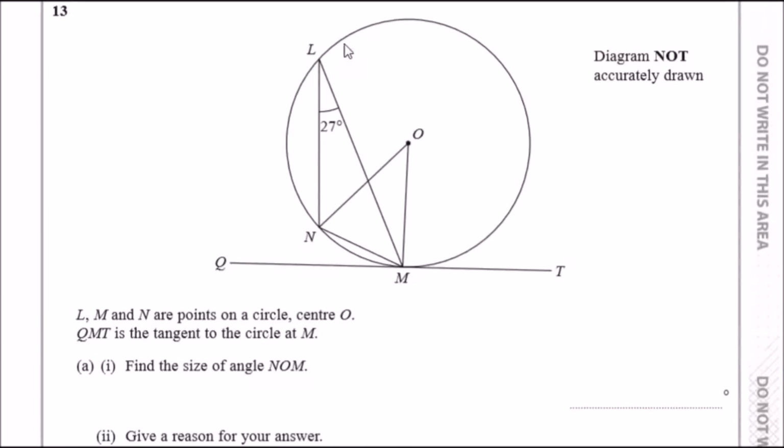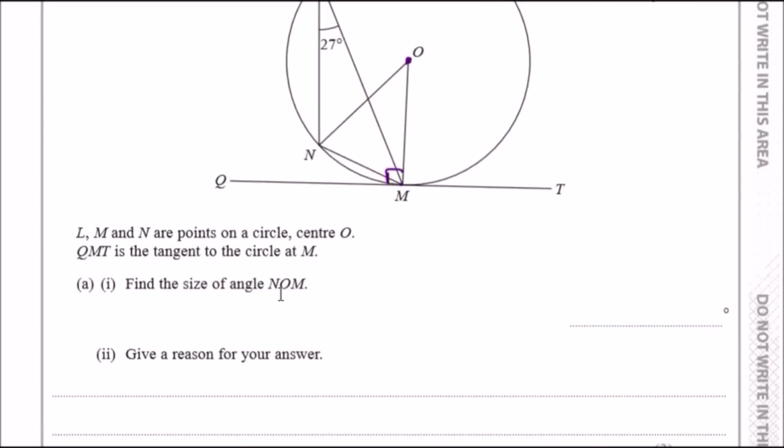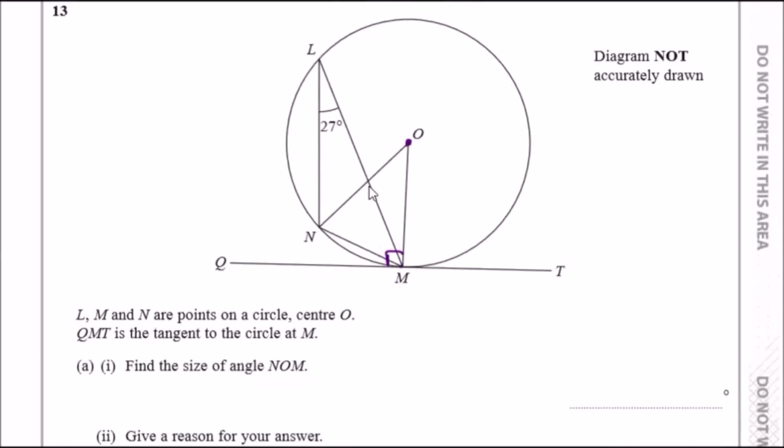Okay, 13. So L, M, and N are points on a circle, center O. QMT is the tangent on the circle at M. So it's talking about this line right here. And tip, when you have a center and you have a radius connected to a tangent, it's always right angled. So this is always right angled to the center, yeah? Key note. Now, find the size of angle NOM. So NOM, we're talking about this bit.